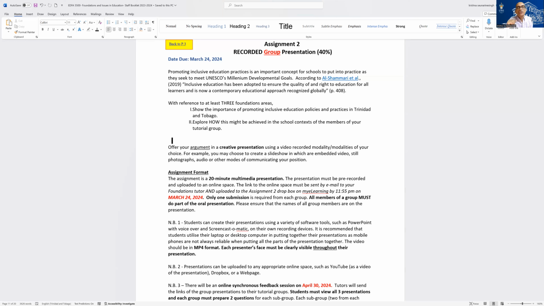And then you have to say, okay, in our school contexts, and our school contexts are different. Some of us are at denominational schools. I teach at a girls' denominational school. The other person teaches at a male denominational school. Somebody else teaches at a co-ed. But in our school contexts, we can go about promoting inclusive education policies and practices by doing A, B, C, D, E, F, G. Where did we get this from? From the foundation areas. So you have to link back the how to your foundation disciplines.